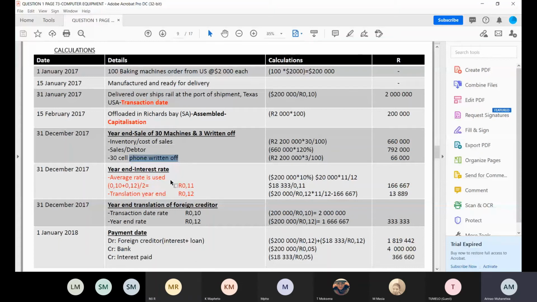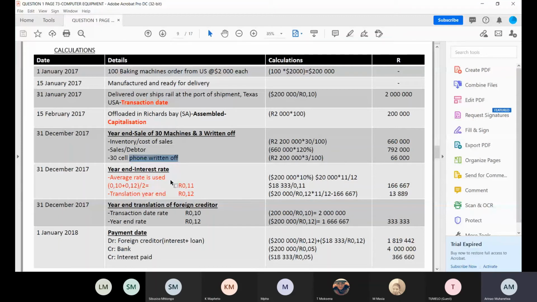Then there were 3 of these that were written off. So in order for us to determine that, 2.2 million multiplied by 3 out of 100 is 66,000. So in other words, for the one that was written off, here's the journal. You must debit inventory written off, credit inventory 66,000. All right, I hope we're still together.